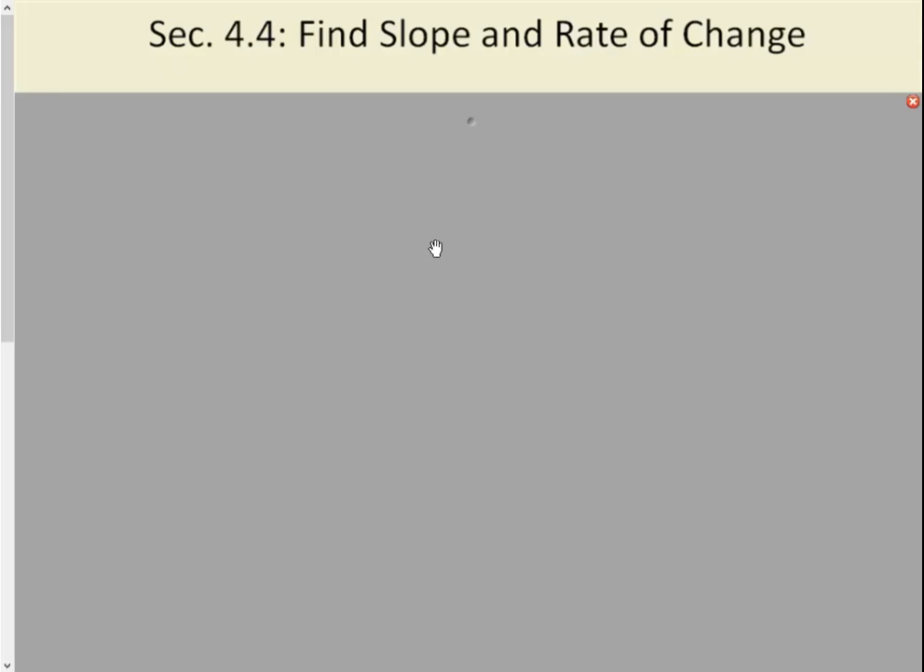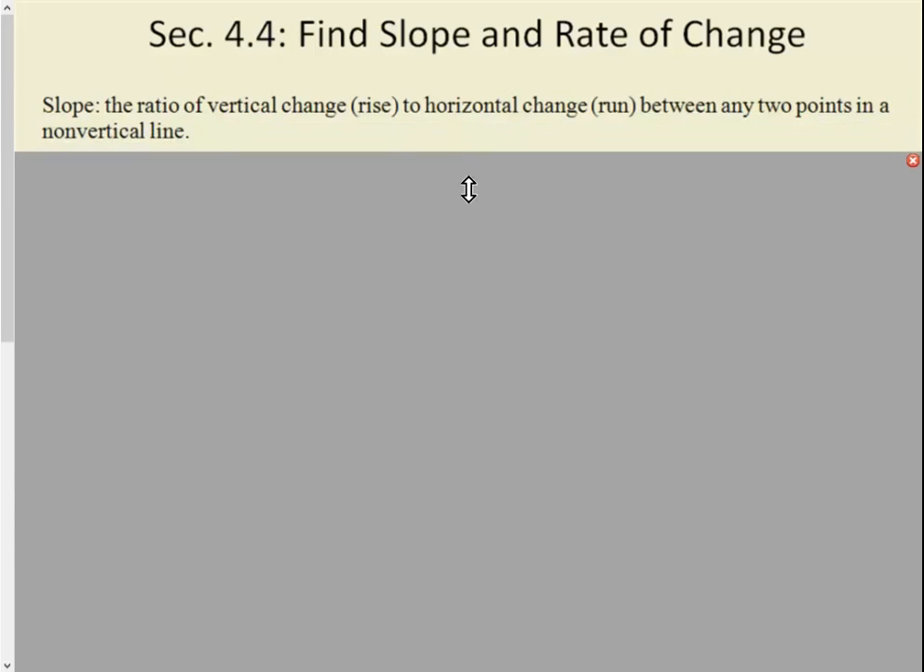In section 4.4 we look at another very important part of algebra, which is slope, and then similar to slope, rate of change. So slope is going to be defined as the ratio of vertical change to horizontal change between any 2 points in a non-vertical line. So this won't apply to vertical lines, but for any non-vertical line.